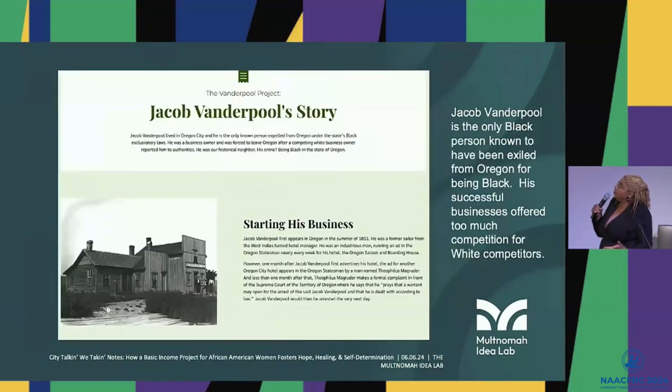Jacob Vanderpool is the only Black man to have been thrown out under the Black exclusion laws that we know of. He owned a hotel and a saloon and all that stuff. Then a white competitor wanted to start a hotel, and he understood that Jacob Vanderpool was Black. So he told the judge, and the judge was like, oh, well, you have to leave. That's one way to get rid of competition.